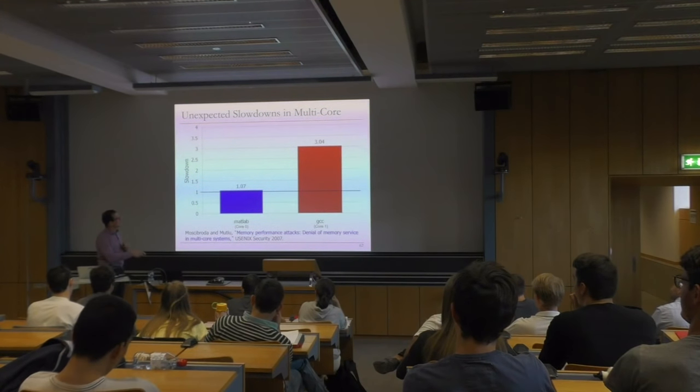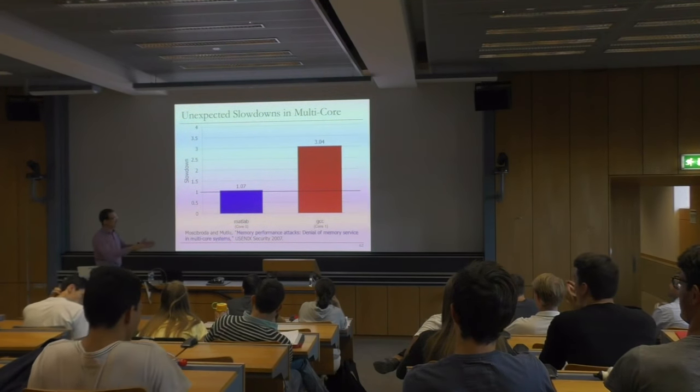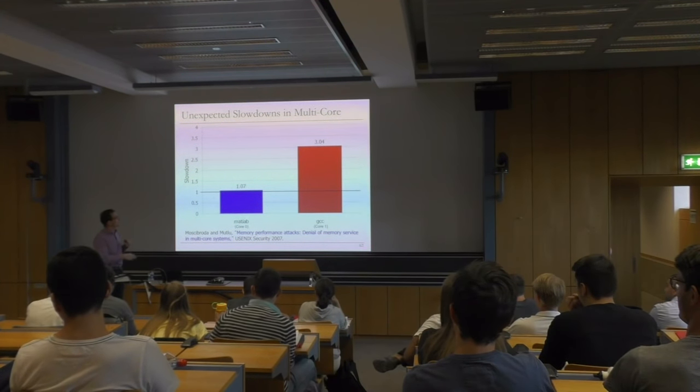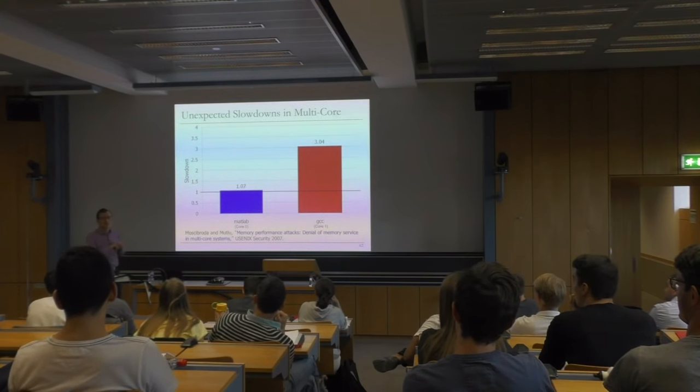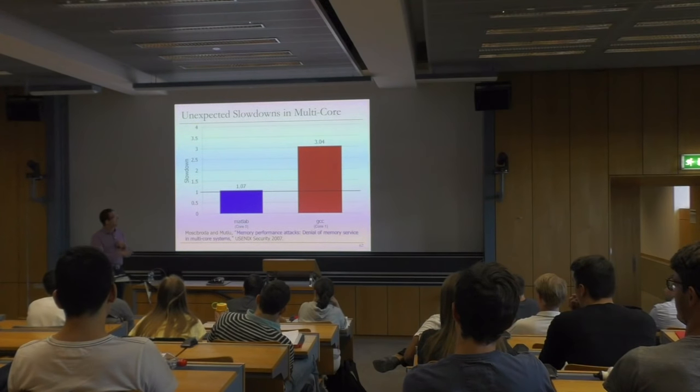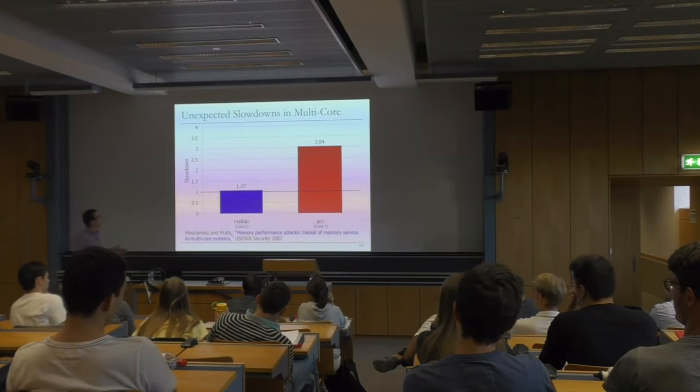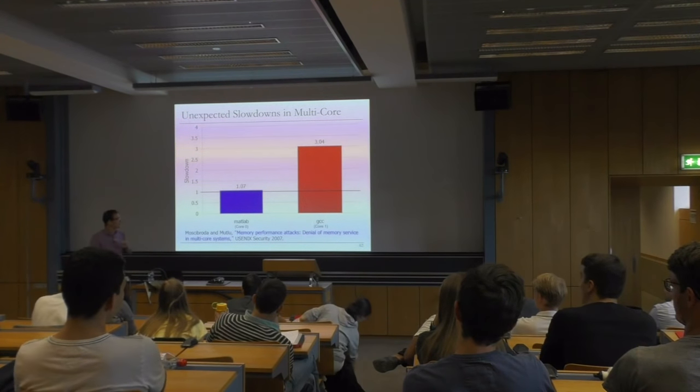Basically, when you run these two applications together in two different cores, it's a two-core system, and when you compare the performance of each application compared to when it's run alone on the same system, you get this result. MATLAB slows down by 7%. GCC slows down by 3x. So when the two applications are running together, one application slows down a whole lot more compared to the other application. And we call these the unfair slowdowns, essentially.